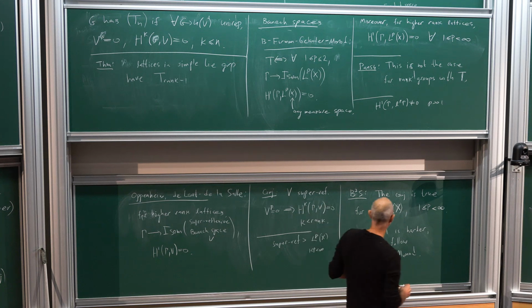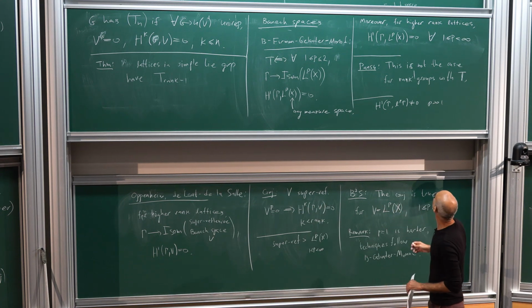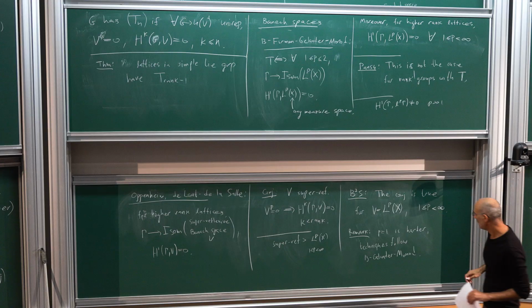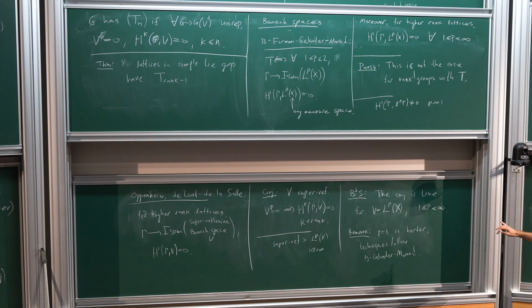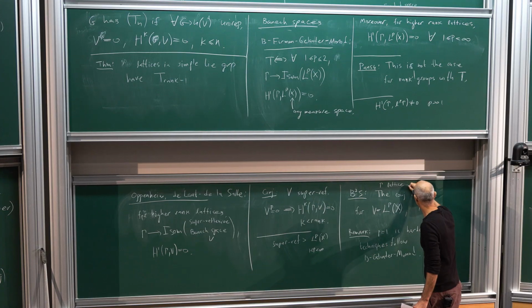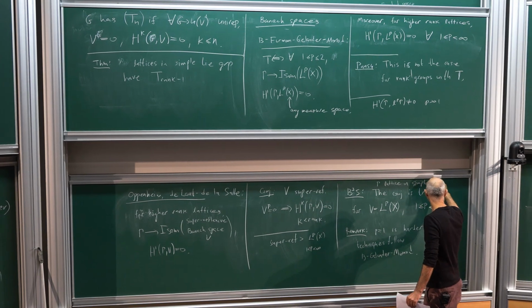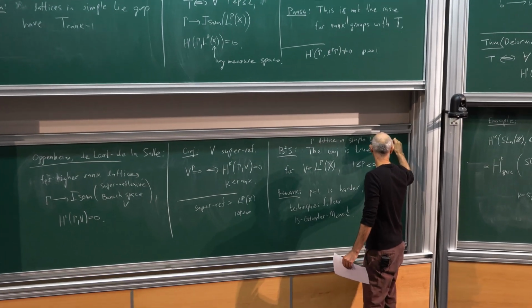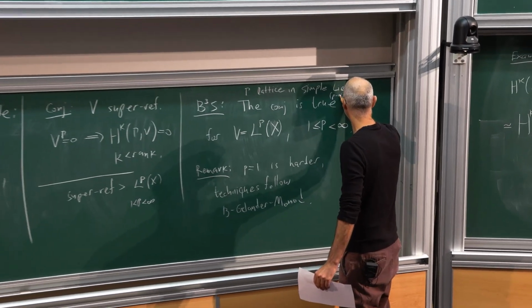And maybe I should also make a remark. Sorry, and gamma is what in your theorem here? This conjecture is true. So, sorry. Yes, fair enough. Gamma is a lattice in a simple Lie group, or periodic.